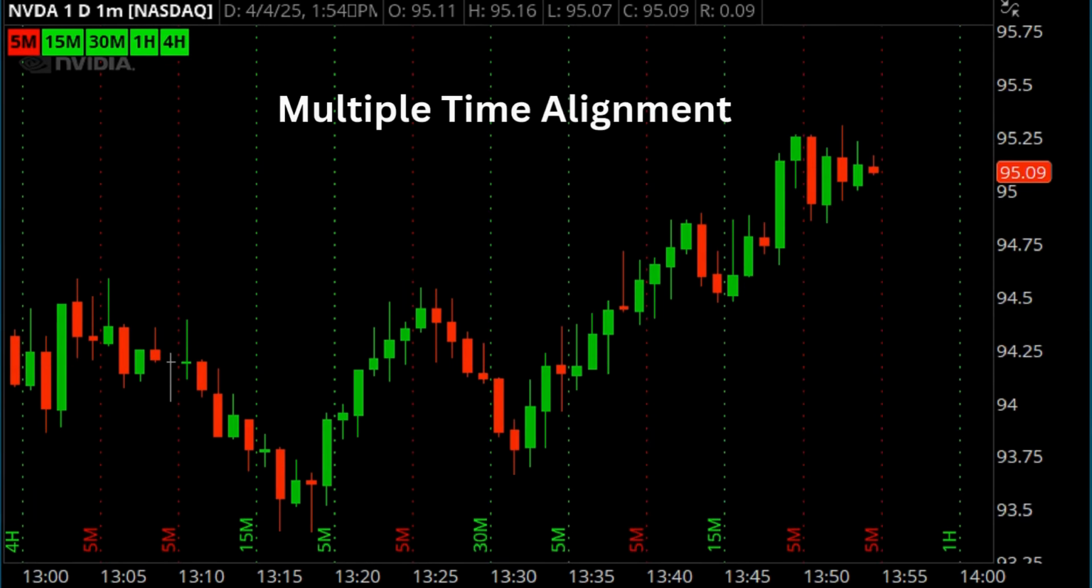The multiple time alignment indicator offers a clear and efficient way to visualize trend consistency across 5 essential intraday periods. By comparing the direction of each candle, it helps identify potential reversals, confirm ongoing momentum, and fine-tune trade timing with precision across multiple time frames.